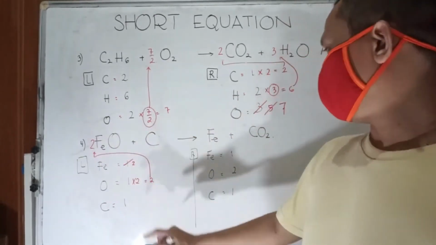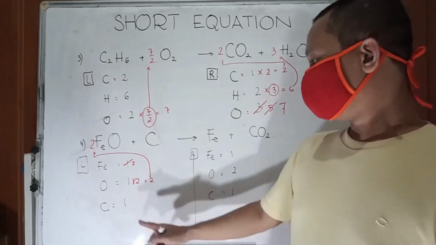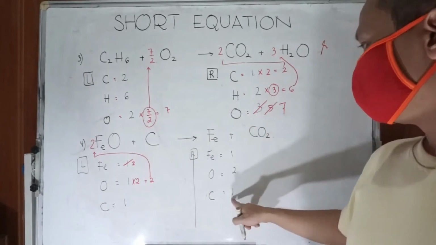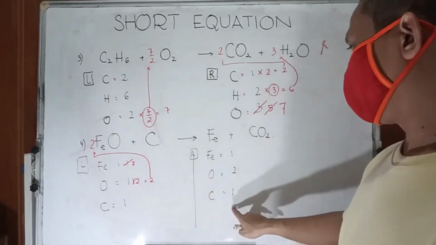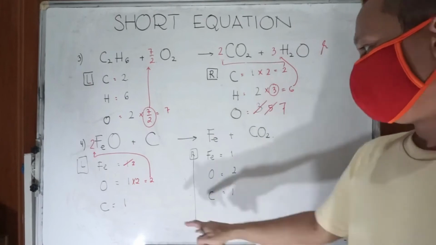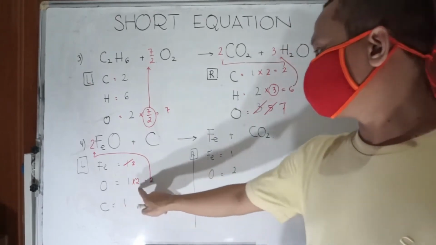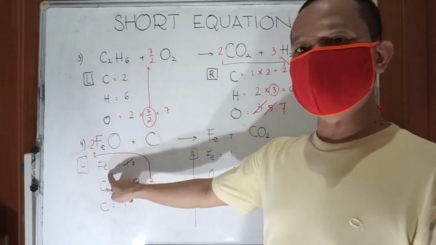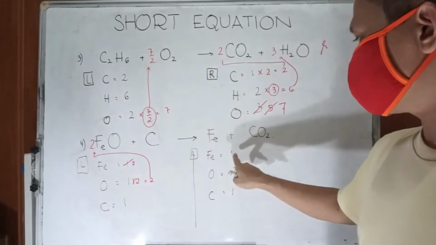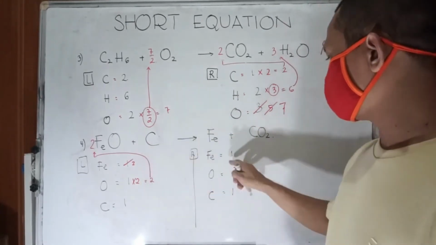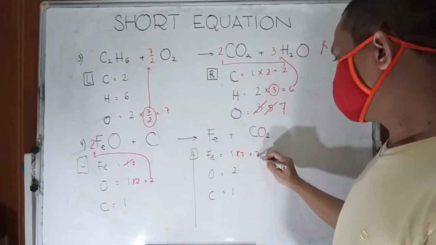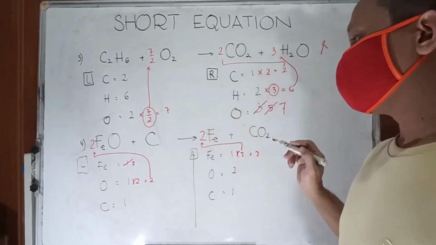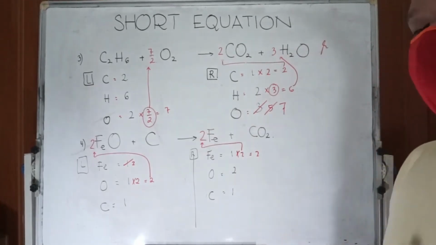Right? Okay. Carbon. Carbon on the left side is 1, and on the right side is 1. Balance. Okay, now what's the problem? Carbon already balanced. Oxygen already balanced. The unbalanced one is iron. On the left side is 2. On the right side is 1. How to make it balance? Times by 2. So you have to put here 2, right? Now you're going to check again.